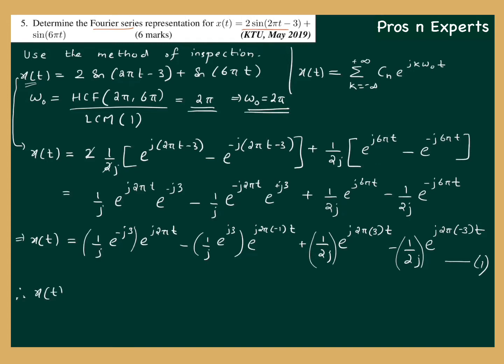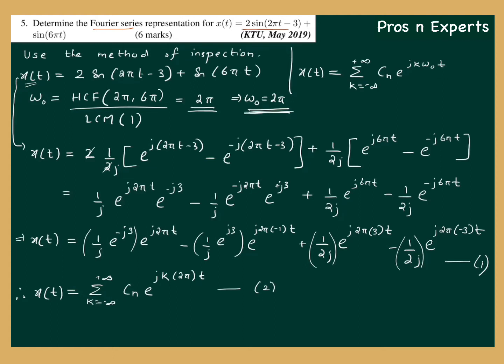x of t is equal to sigma over k equal to minus infinity to plus infinity Cn into e raised to jk into, what is omega 0? Omega 0 equal to 2 pi. So jk into 2 pi into t. That is my equation number 2.